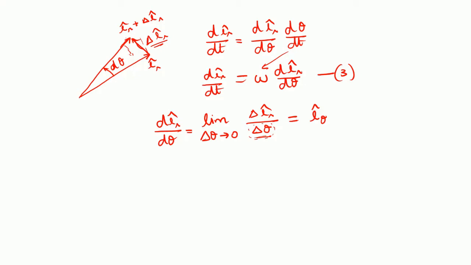Whenever we have to find the unit vector, what is the unit vector? The unit vector of delta er is the vector delta er divided by the magnitude of the delta er vector. Any vector we can get it. So when you divide by the magnitude, it will be unity only. So that is why der by d theta will be e theta. Now substituting back into 3, we get der by dt equal to omega into e theta.